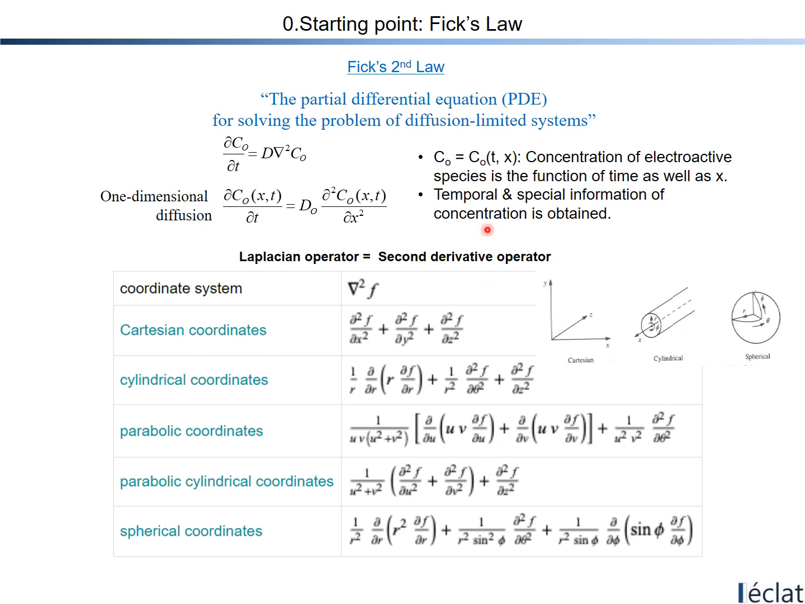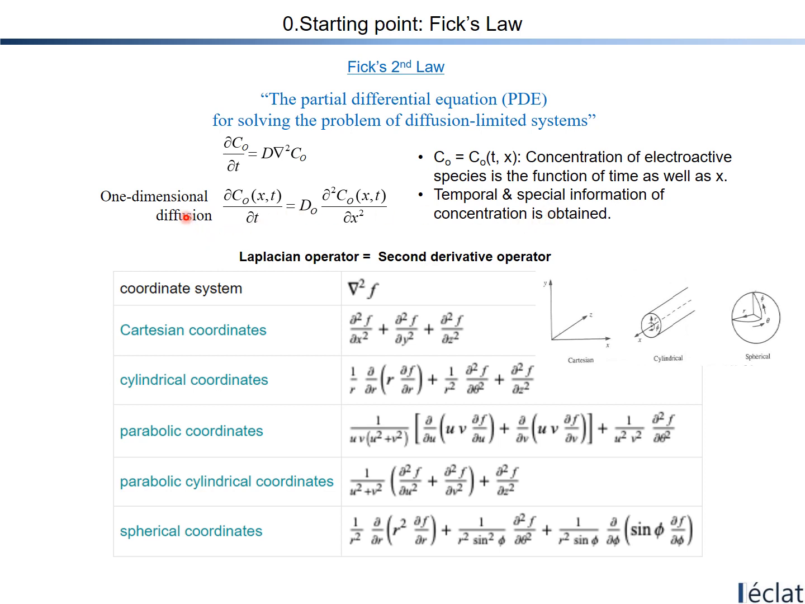So here there are two points about the partial differential equations. The first one, concentration of electroactive species is a function of time. Finally, we get the time variable as well as the distance. Therefore, temporal and spatial information of concentration is obtained.